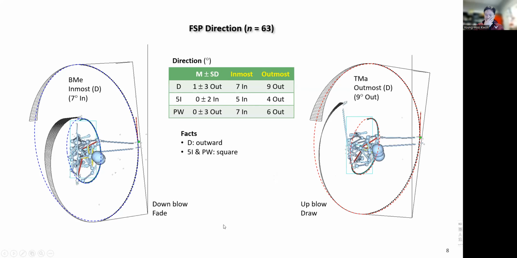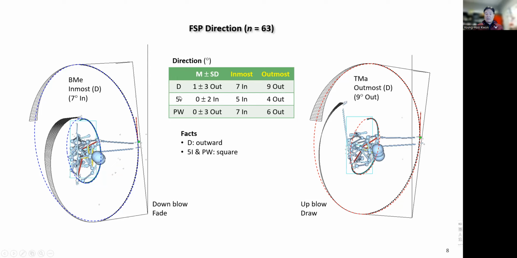Then let's move on to the direction of the functional swing plane. Again, this is based on 63 elite male golfers. On average, in the driver swing, the direction of the swing plane was 1 degree outward. But it has a fairly large range here, 7 degrees inward to 9 degrees outward.